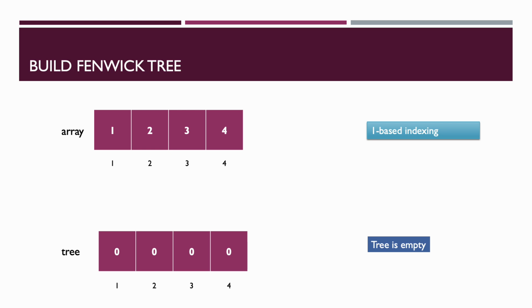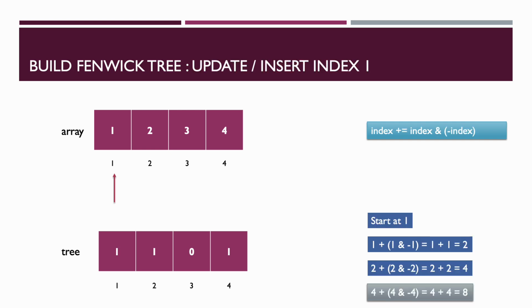So let's say we are trying to build a Fenwick tree. Firstly, we'll start with this. Always remember that a Fenwick tree uses one-based indexing. So initially our tree is assigned 0 0 0 0. The tree is empty right now. And this is our array, for example, 1 2 3 4. We have 4 boxes and these are the values. So we'll start with 1. We are going to update index 1 with the value of 1, which is stored here.